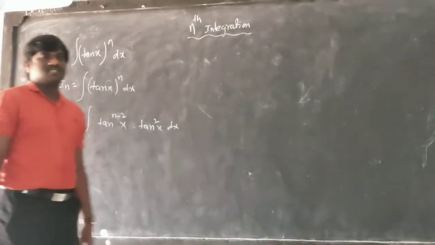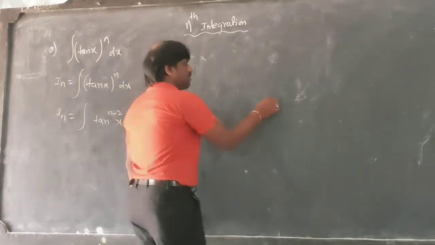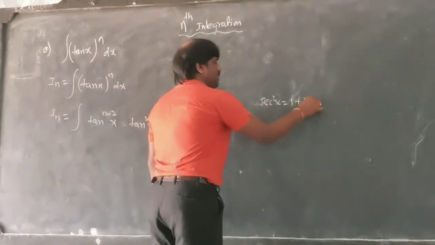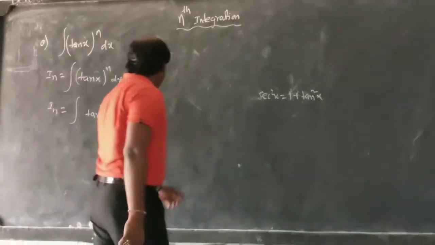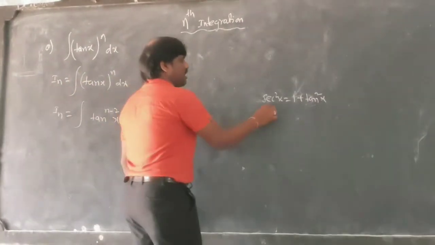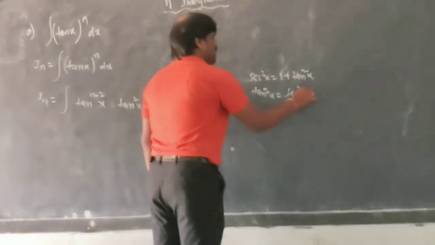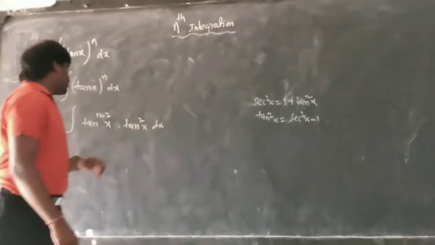1 plus tan square x is equal to what? Sec square x. Sec square x is nothing but 1 plus tan square x. Correct. So I can write tan square x as what? Tan square x is nothing but sec square x minus 1. So that is what I do.